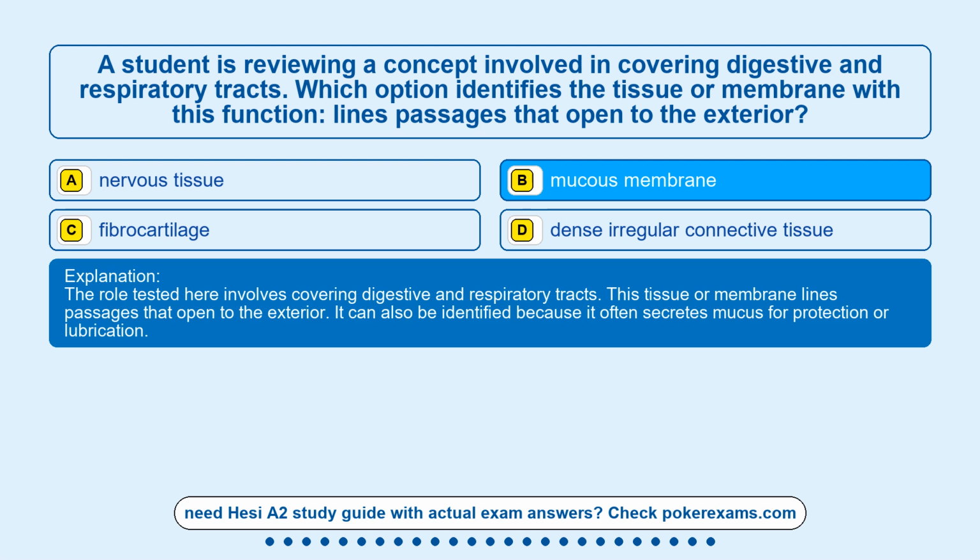The role tested here involves covering digestive and respiratory tracts. This tissue or membrane lines passages that open to the exterior. It can also be identified because it often secretes mucus for protection or lubrication.